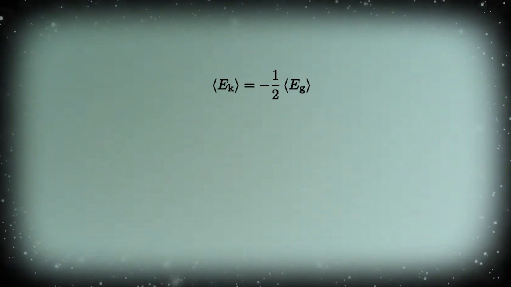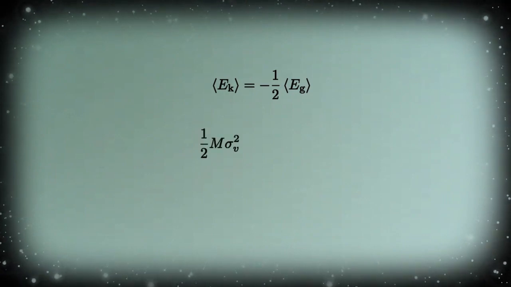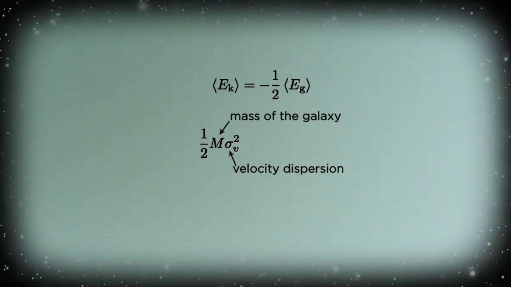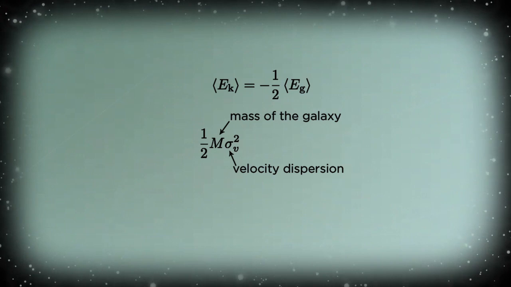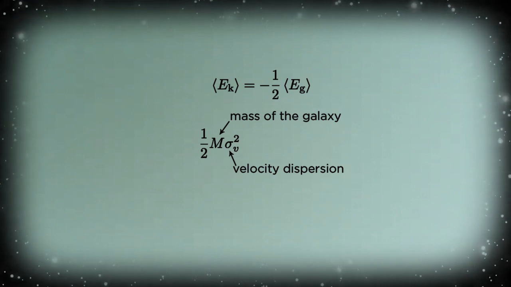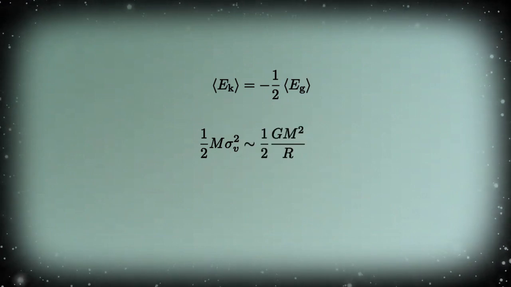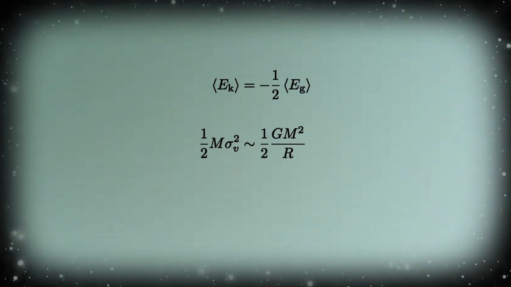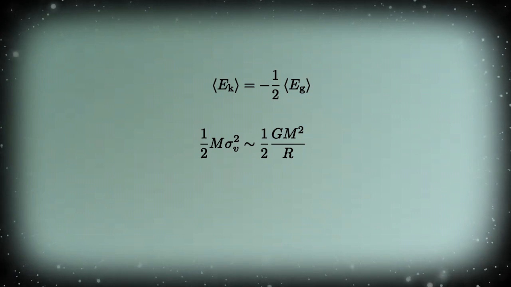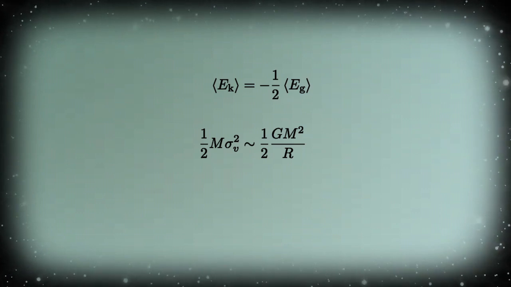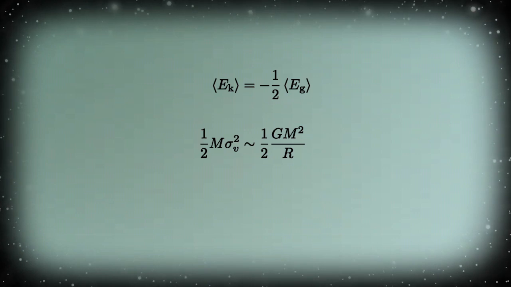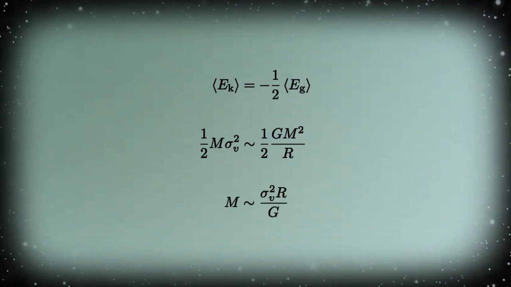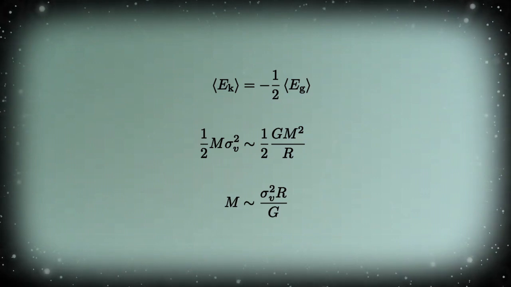For the kinetic energy, we'll write 1/2 m sigma_v squared, where m is the total mass of the galaxy and sigma_v is the velocity dispersion. For the potential energy, we'll write G m squared over r. In general, there should be some numerical factor like 3/5 or pi over 8, or something that depends on how the stars are arranged. But our expression captures the right order of magnitude. Then we can solve for m, giving sigma_v squared times r over G.